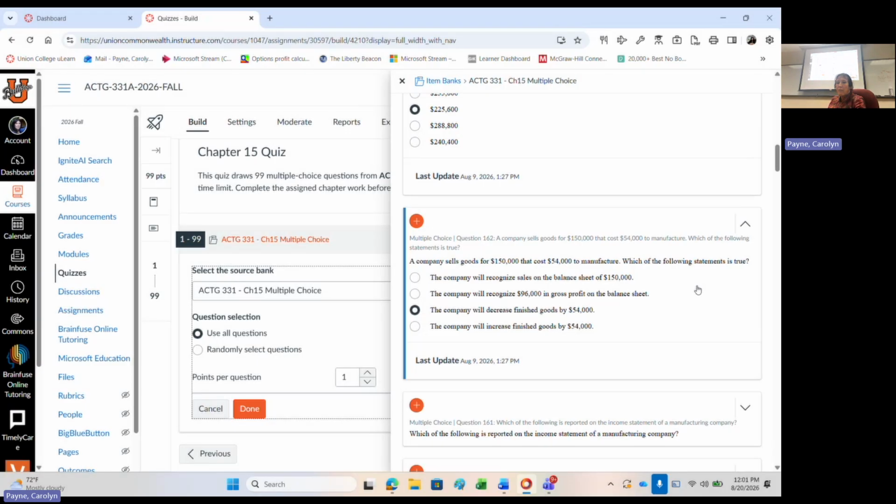The company will decrease finished goods by $54,000. Now there you go. So what's the formula for cost of goods sold? A decrease in finished goods, right? So that's true. What is cost of goods sold? It is the goods that we sold. So our finished goods inventory went down 54,000 in order to make $54,000 worth of cost of goods sold. Make sense? What's the journal entry? Let's talk about that. So in our 3 locations, let's talk about journal entries.